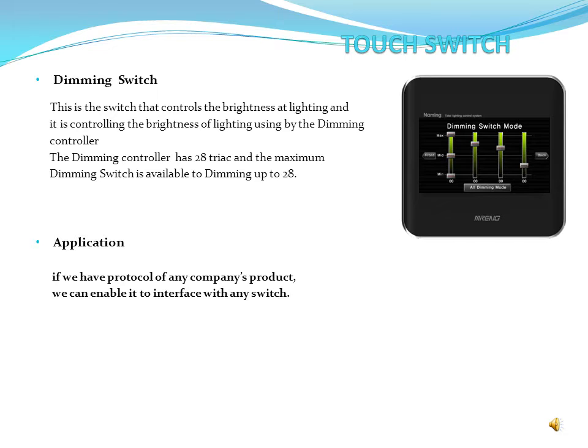Dimming switch. This is the switch that controls the brightness of lighting, and it is controlling the brightness of lighting using the dimming controller. The dimming controller has 28 triac, and the maximum dimming switch is available to dimming up to 28. Application: if we have the protocol of any company's product, we can enable it to interface with any switch.